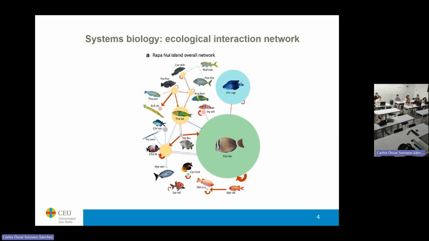But there are also other kinds of networks. For instance, this is an ecological interaction network between different species in some sea. And the kind of equations that we will write for molecules are the same as the ones that we need for this kind of network.